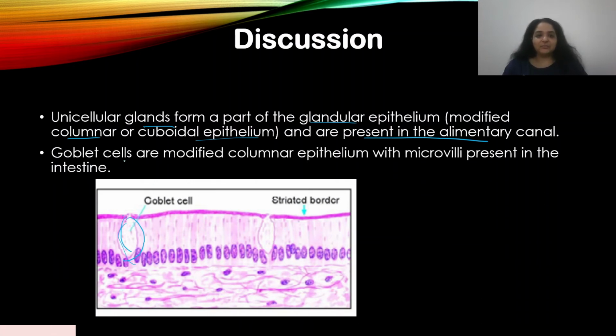Goblet cells are modified columnar epithelium with microvilli present in the intestine. Clearly you can see they're columnar epithelium. You can see the nucleus is present around the base, and their striated border. Striated border means they have microvilli over here, and you have the goblet cells over here. So they are modified columnar epithelium.